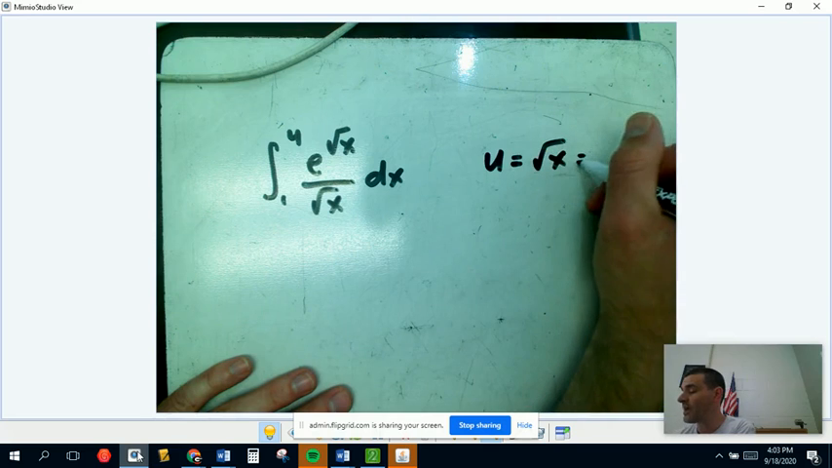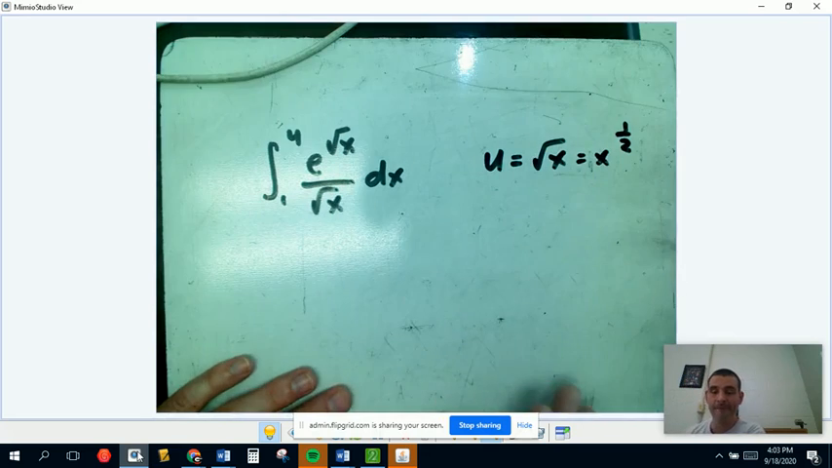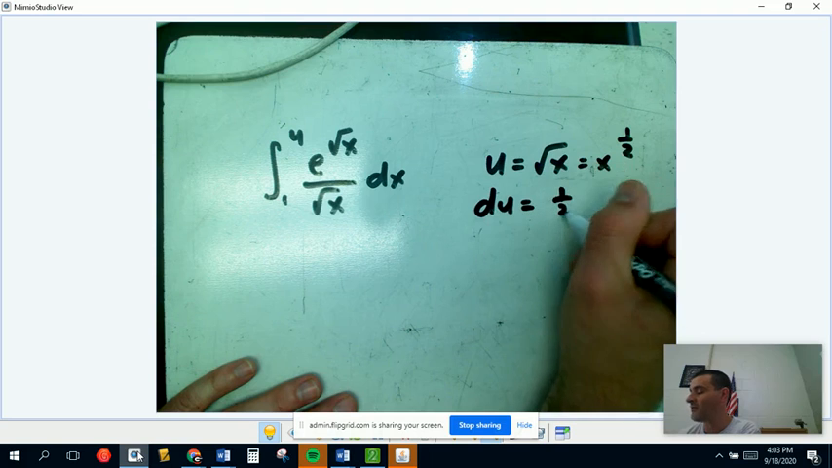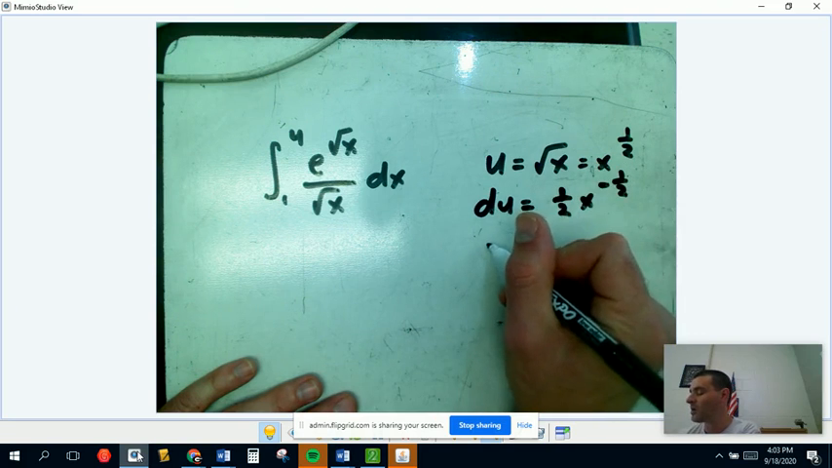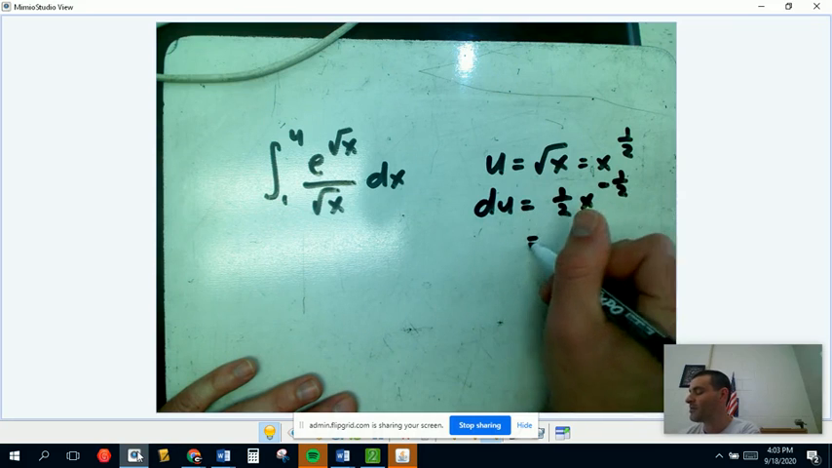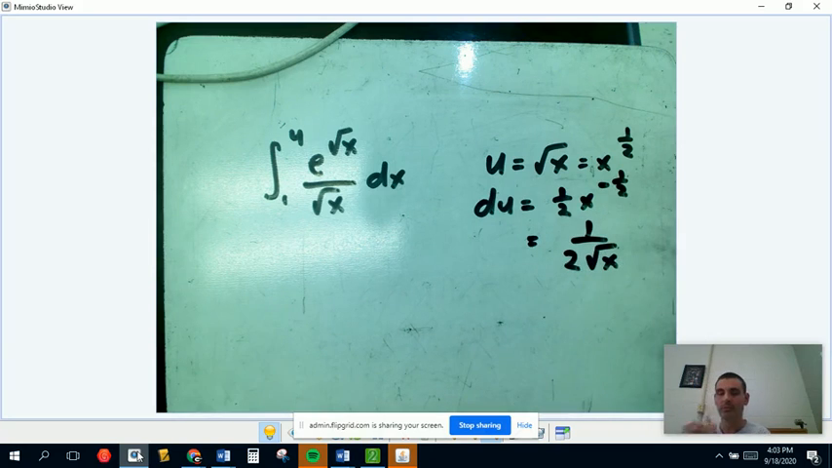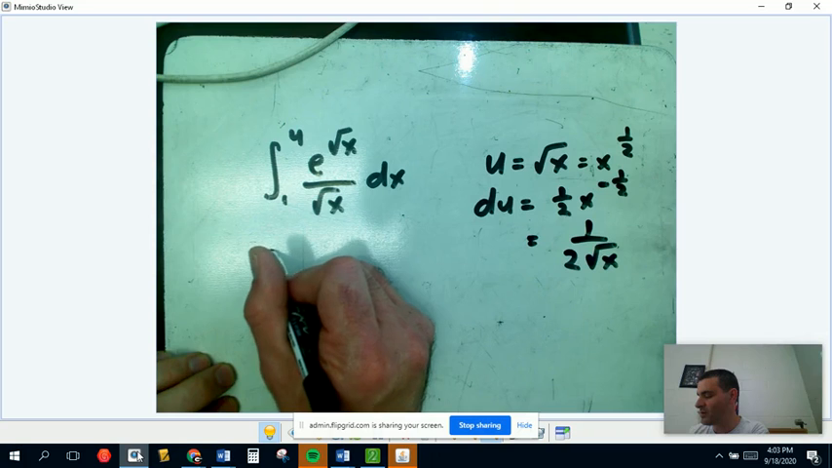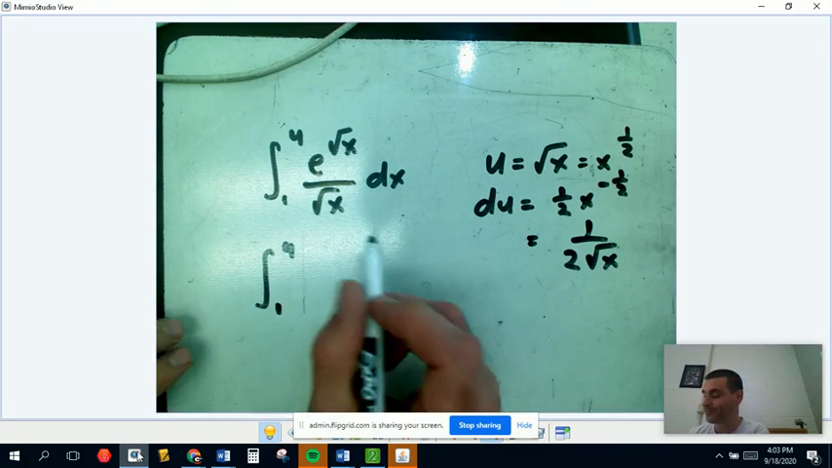That's, of course, x to the 1/2. Just looking at these inside functions, that'll be the way to go. du will be 1/2 times x to the negative 1/2, or if you prefer, 1 over 2 root x. All right. So let's go ahead and change those to u's in here. So 1 to 4, we're going to have to change the limits also.